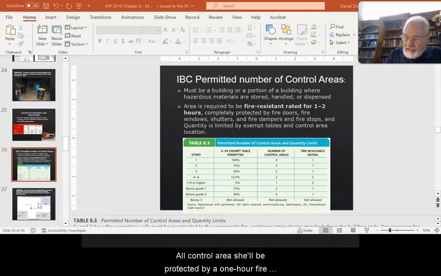All control areas shall be protected by a 1-hour fire barrier and floor sealing assemblies up to the 3rd floor. A 2-hour fire barrier and floor sealing assemblies from the 4th floor or higher.